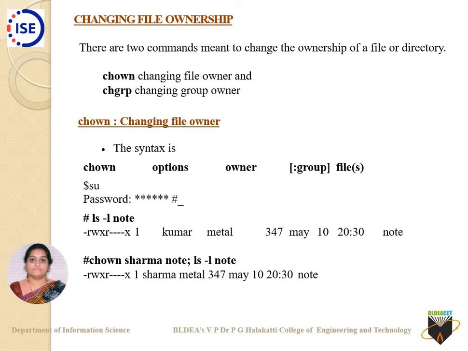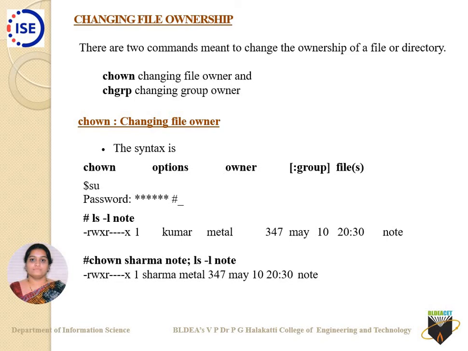Okay, and when you enter that particular password, immediately you can just see that the prompt was previously $, now it has been changed to hash here. Okay, as soon as it has turned to hash, you are a super user now. As a super user, you can just see the command I have used, chown Sharma note. So what do you mean by that? Sharma note is nothing but, previously for this particular file, I am interested in who was the owner of this file called note.